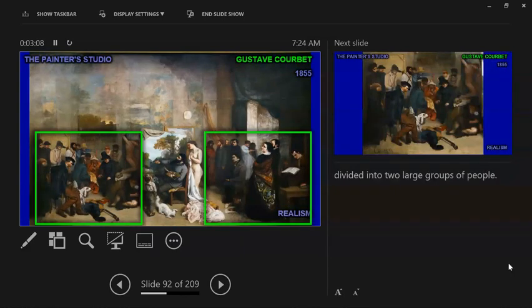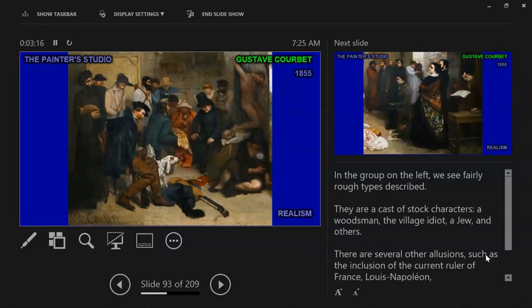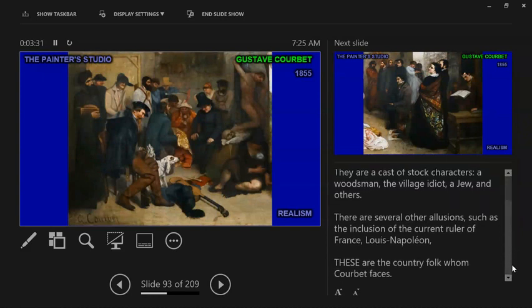All right, we have divided the painting into two groups. There's a group to the left of the artist, and there's a group to the right of the artist. To the left of the artist, we see fairly rough types. They are a cast of stock characters, a woodsman, a village idiot, a Jew, and others. There are several other allusions, such as the inclusion of the current ruler of France, Napoleon.